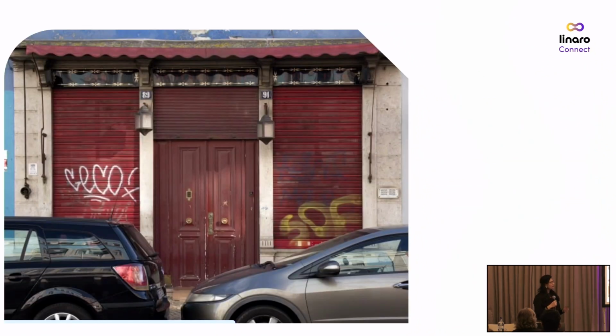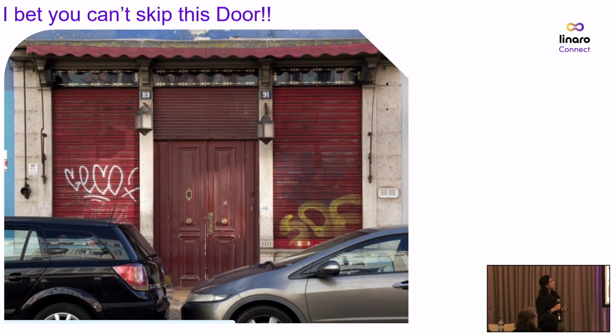All right, time for the first fun fact. Have you seen this door anywhere in case you have roamed around in Lisbon? I bet this is a door you cannot ignore. Do you know what could be behind this door? This looks like something worth a skip, but actually it is not. Any guesses? Where is 90?